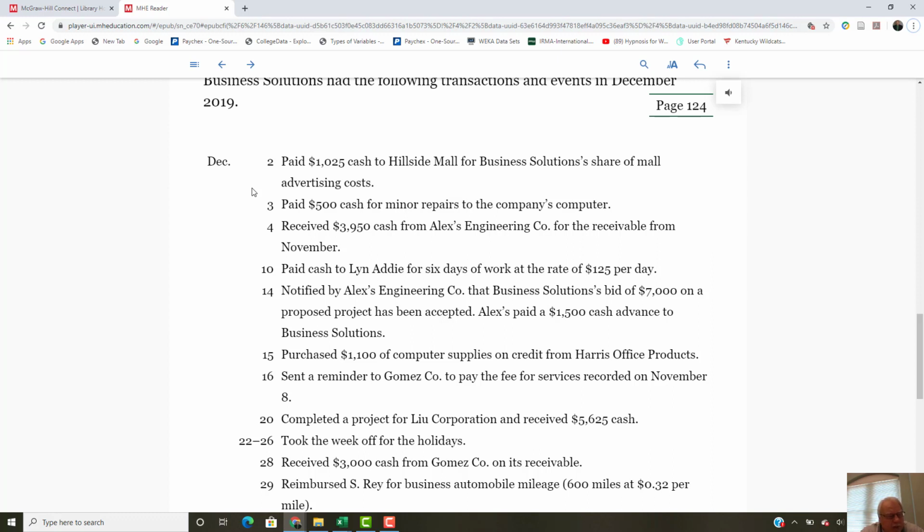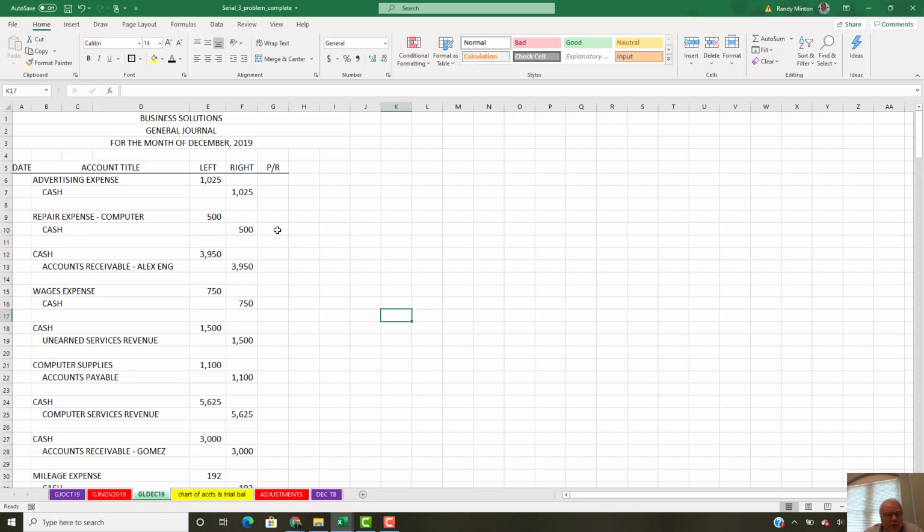And so what happens is the mall itself will advertise so that people come to the mall in general and then go to various stores within the mall. And the stores that are in the mall will be asked to contribute to the advertising that goes into actually getting people into the mall itself. So in this case, we've paid $1,025 cash to the Hillside Mall for mall advertising costs. And so if we go back over here, this is the entry that you would make.